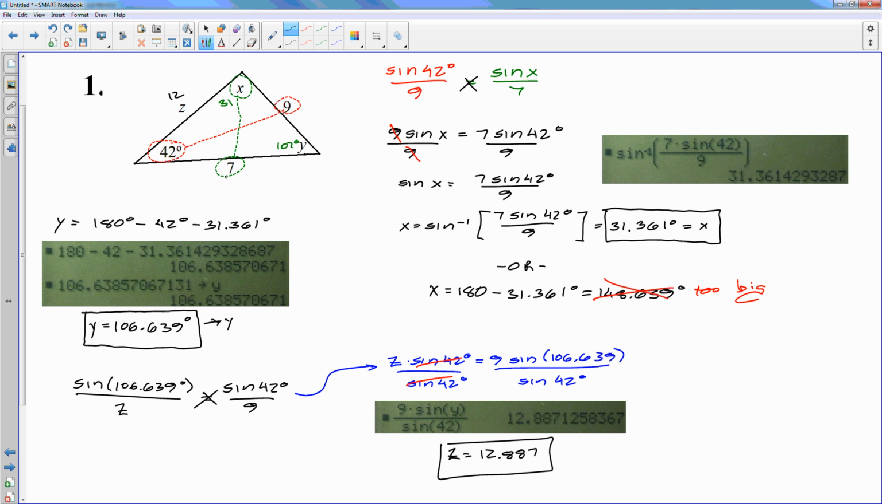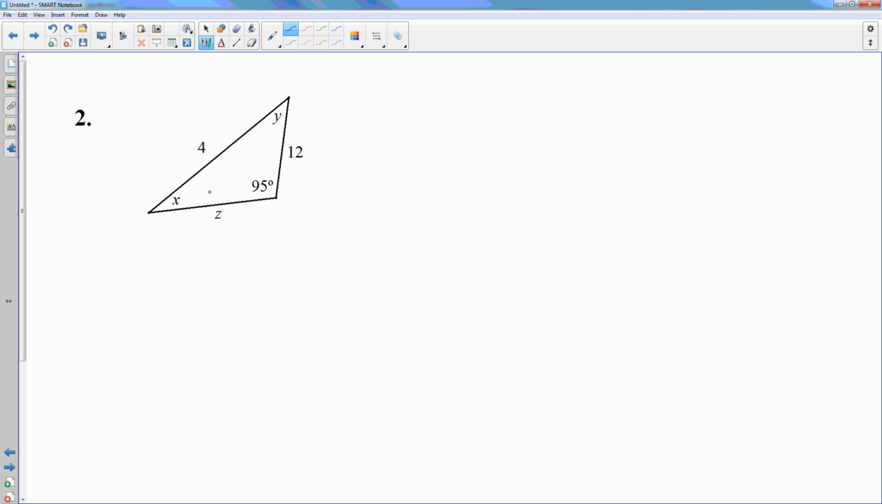Let's look at another problem. Let's see. Let's try this one. Solving for x, y, and z again. Let's see which one we can solve for. I have to use 95 and 4 because those are opposite each other. So sine of 95 over 4.